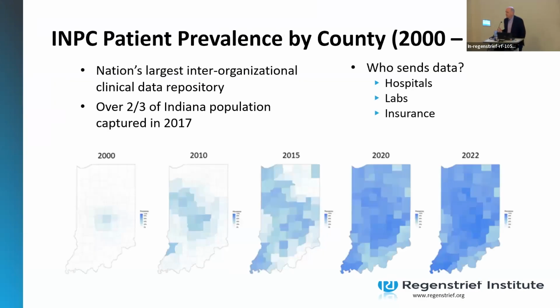So the INPC itself, again, I'm probably preaching to the choir or to people that know more about this than I do, is a very unique asset where over 120 hospitals, labs, insurance companies, those kinds of places are providing data across the state of Indiana. You can see the growth of coverage of that data over time, from 2000 up to today.